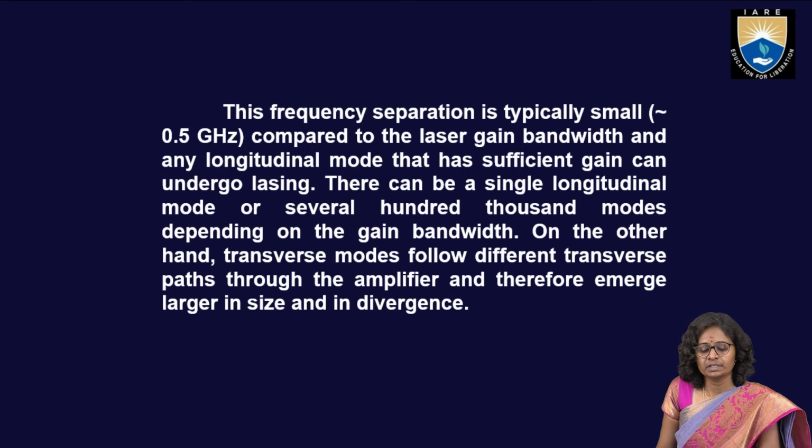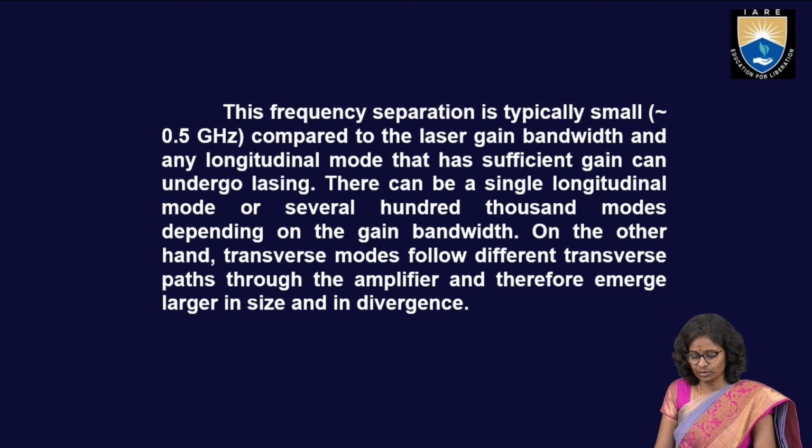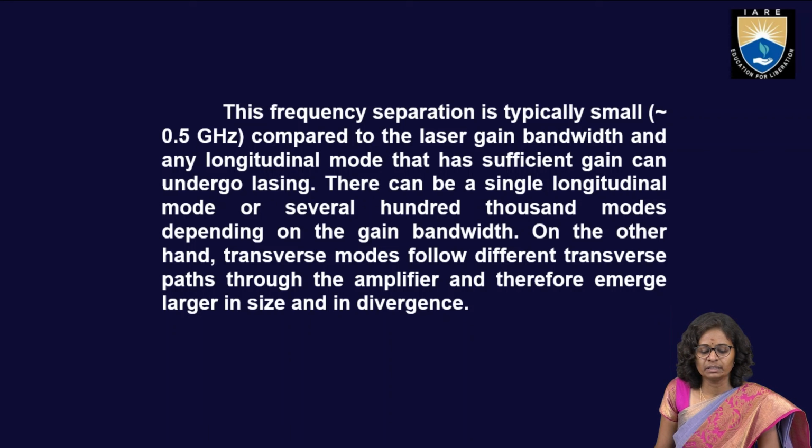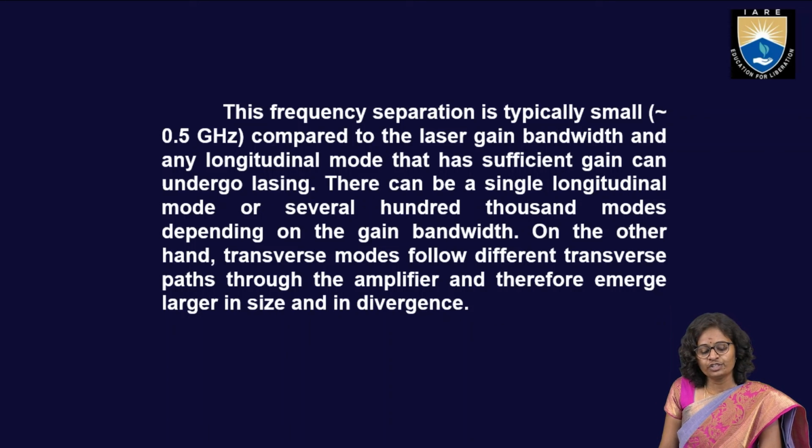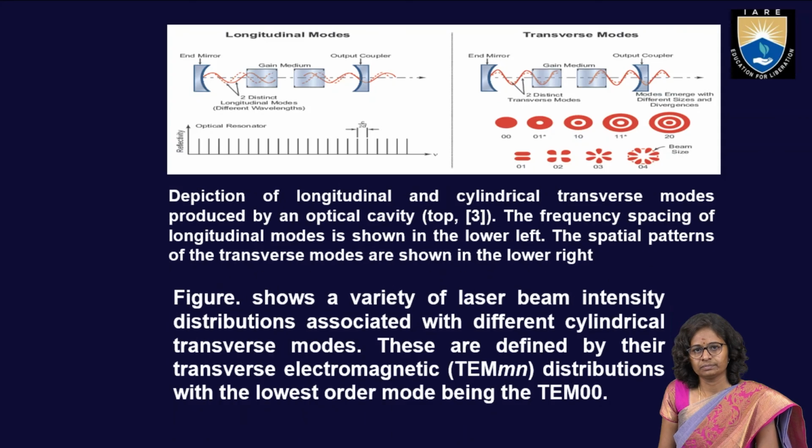This frequency separation is typically small, about 0.5 GHz, compared to the laser gain bandwidth, and any longitudinal mode that has sufficient gain can undergo lasing. There can be a single longitudinal mode or several hundred thousand modes depending on the gain bandwidth. On the other hand, transverse modes follow different transverse paths through the amplifier and therefore differ in size and in divergence.